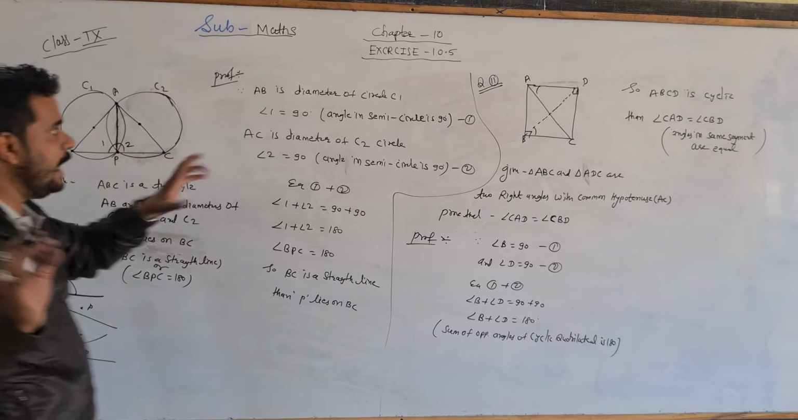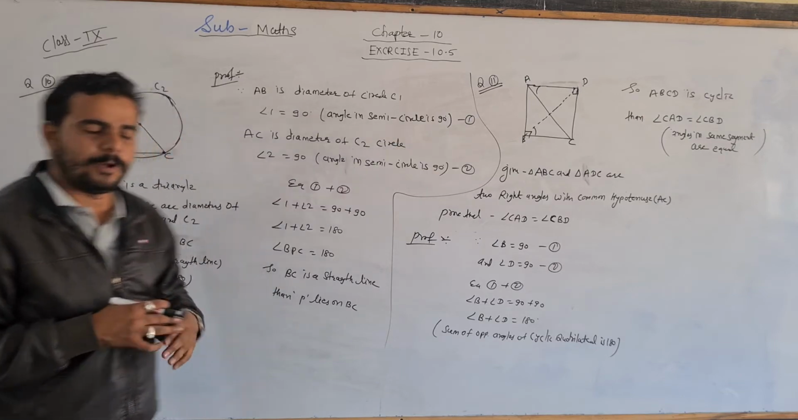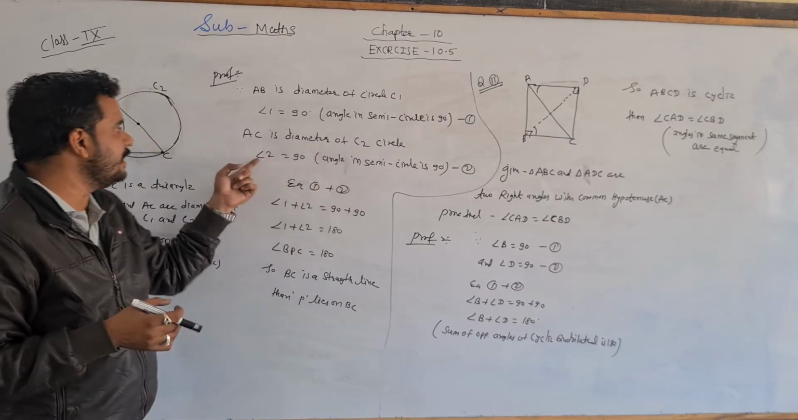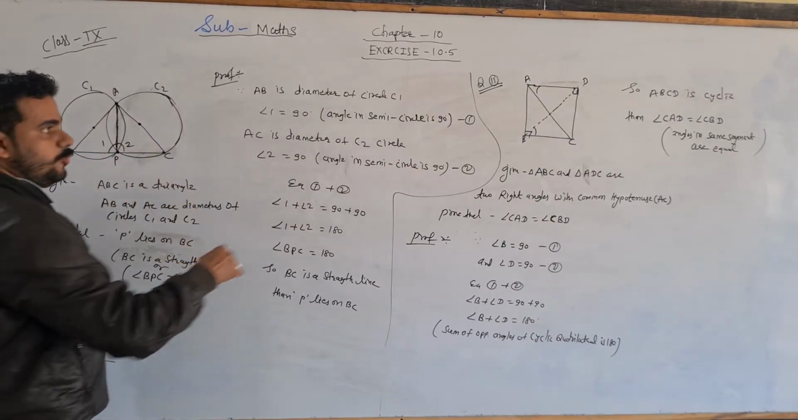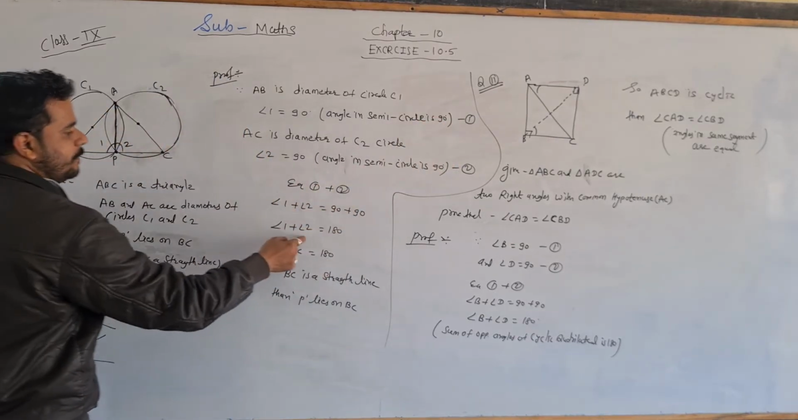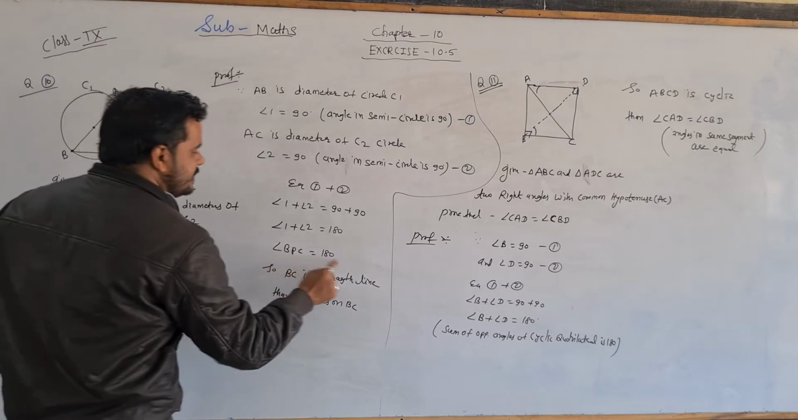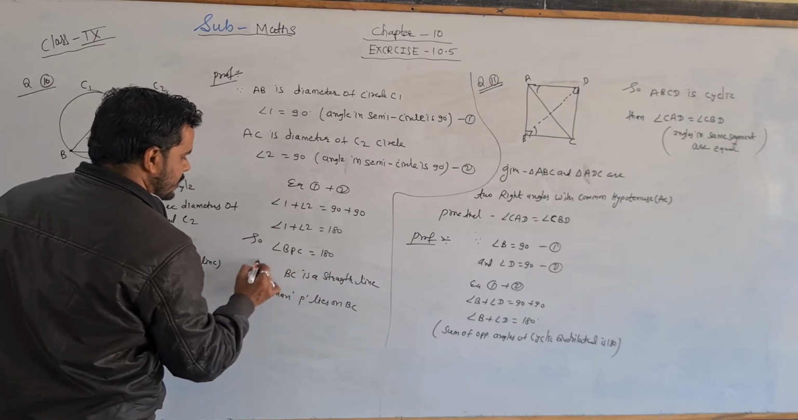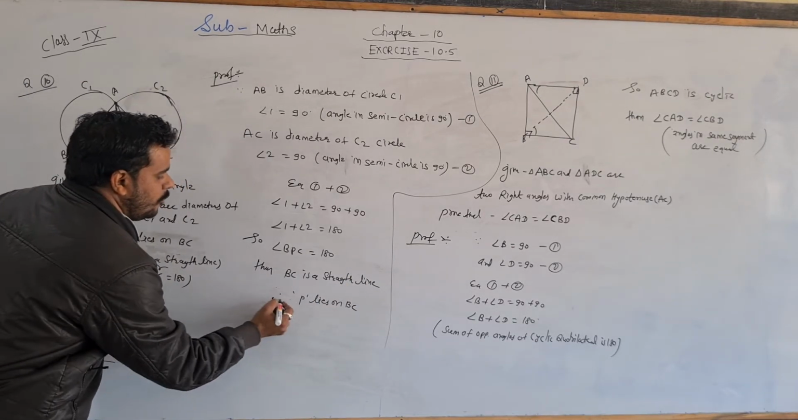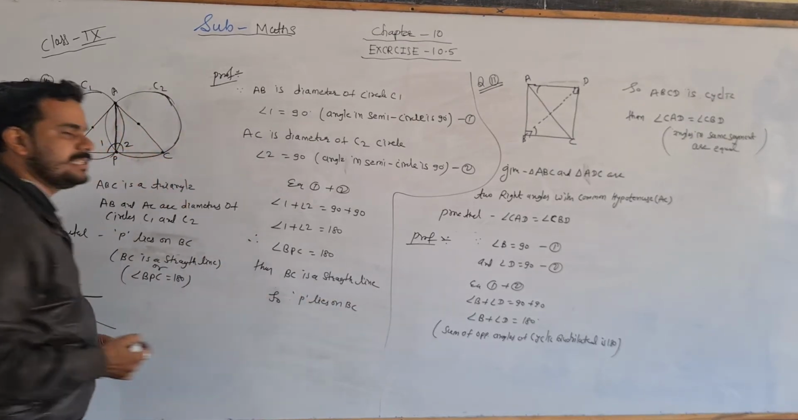As you know, I told you the angle in a semicircle is always 90 degrees. So angle 1 is equal to 90 degrees, equation number 1. The second thing, angle 2 is also in a semicircle, so angle 2 is also equal to 90 degrees. Adding, we get 180, so we can say here BC is a straight line. So P lies on BC.